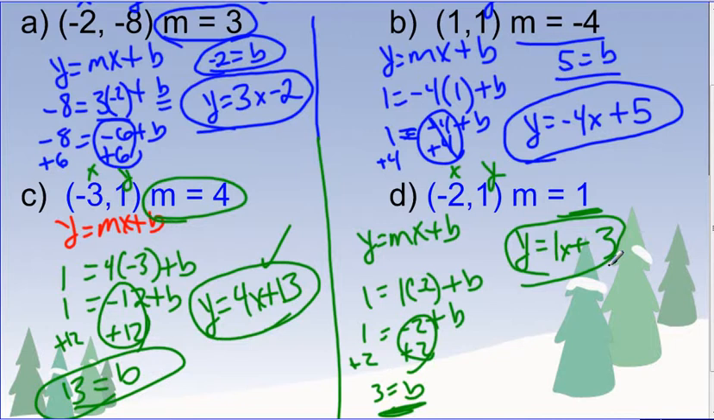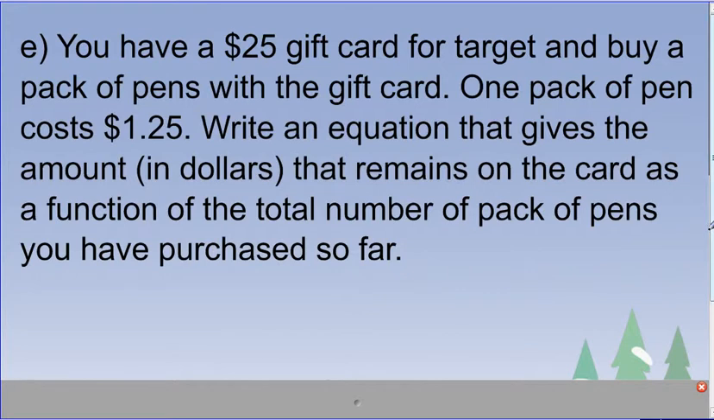Okay. So now we're going to try a problem that's kind of a wordy problem, but it's the same idea. It says here you have a $25 gift card for Target and buy a pack of pens with the gift card. Okay. One pack of pens costs $1.25. Write an equation that gives you the amount in dollars that remains on the card as a function of the total number of packs of pens you have purchased so far.